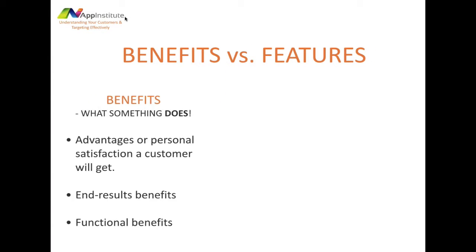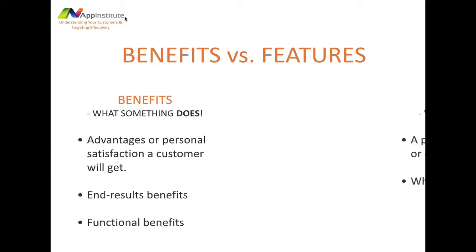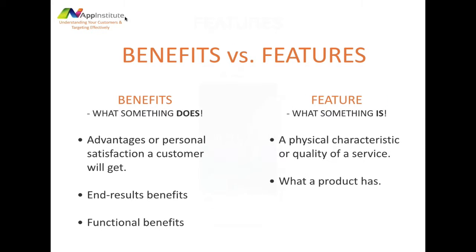A benefit explains what something does rather than what something is. When we talk about the benefits of our platform, we're talking about the personal advantages or the satisfaction that a customer will get. We're looking at the end results, so the benefits a company might see once they've implemented an app, or just the functional benefits of an app, so maybe making something easier or streamlining a service. When we talk about features, we're talking about what something is.